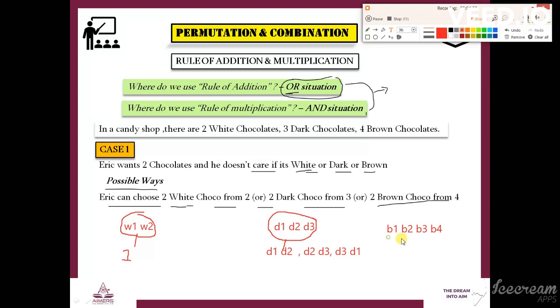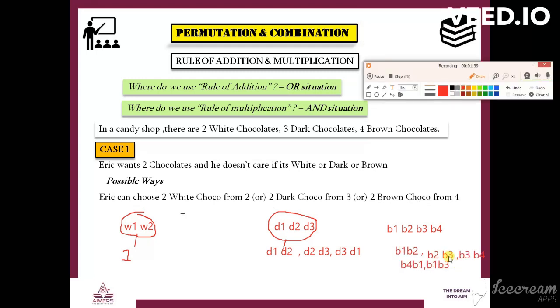Now coming to the 4 brown chocolates, out of 4 you are going to choose any 2 chocolates. So what can you choose? You can choose B1, B2. Else you can choose B2, B4, right? So if you check how many possible ways you are getting here, this can be one way.